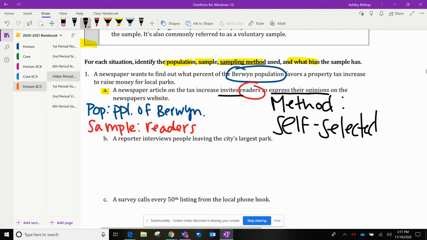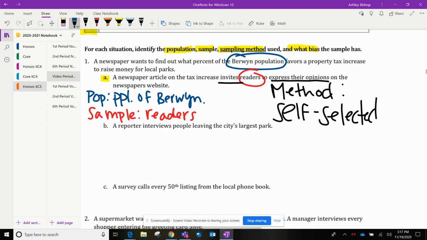Bias means what's not fair about it. There are a lot of ways you can skew it, but one way that's obvious is the bias here is that it's only for the people who pay for the newspaper. You have to pay to be a part of the newspaper, and so anyone who doesn't pay for it cannot take this survey.